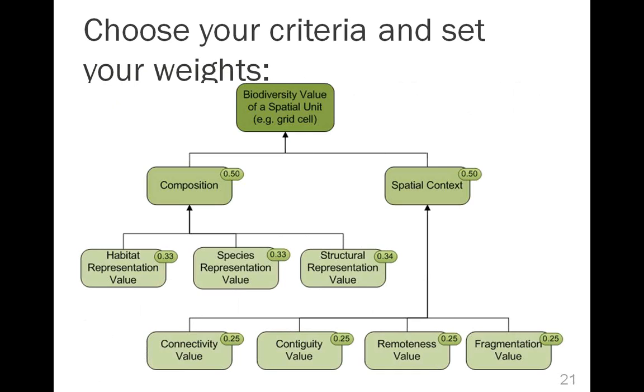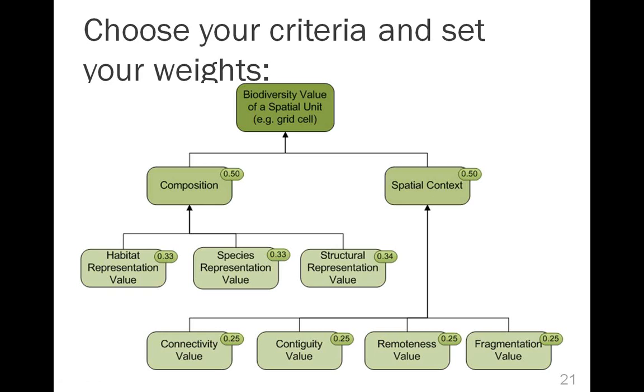And so here's an example. If you're looking at trying to get the biodiversity value of a spatial unit, a simplified example is saying, okay, well, what's the composition of that unit? You know, what's actually there, and also what's its spatial context? How does it relate to everything that's around it? And so what's there could be based on the habitat representation value, a species representation, and a structural representation.